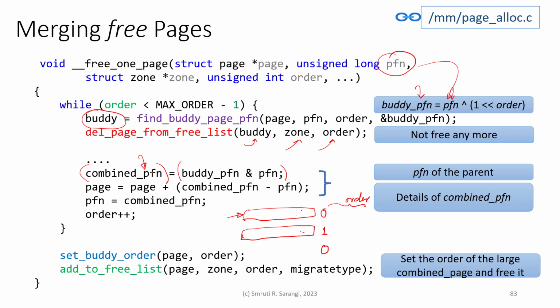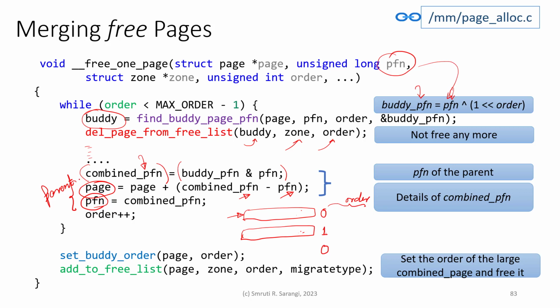And then we can find the offset of the parent's PFN to the current PFN, and we can add that to page. So this will basically give you the page of the parent. That's all. And PFN equal to combined PFN means that you are setting the state to the parent's page, right? And then you increment the order. So of course, I've deleted some lines. I never show all the lines in the code.